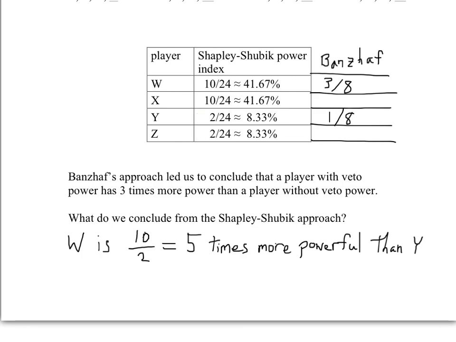So this is nothing new for us, that we have 2 different approaches to measuring power. They agree on a general level that a veto power player has several times more power than a non-veto power player, but they differ on the details of just how many times more power.